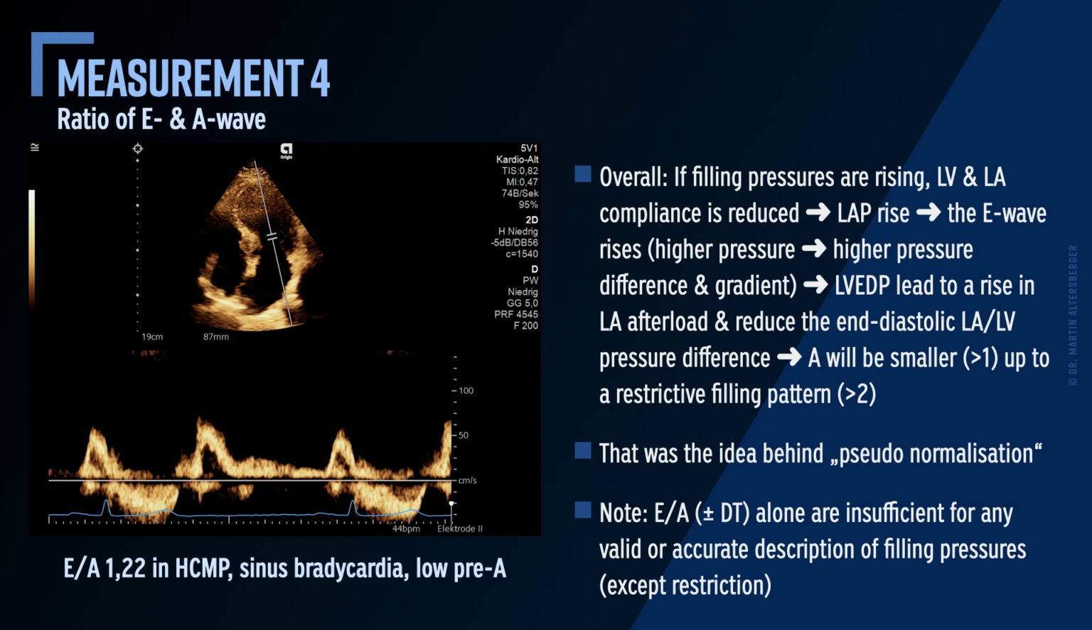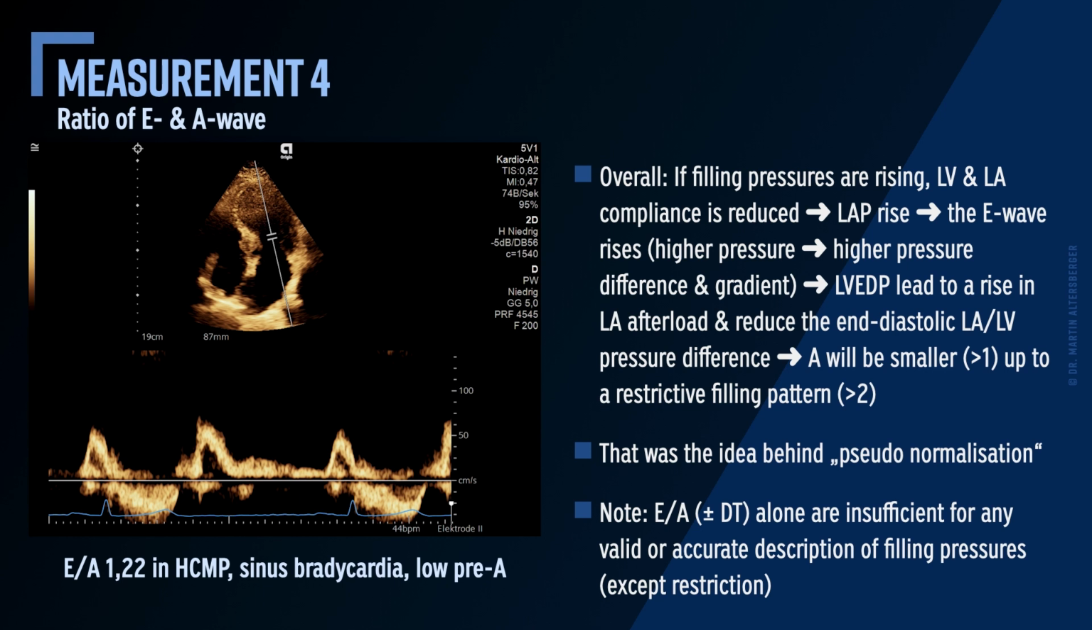So if filling pressures are rising, left ventricular and left atrial compliance is reduced, the left atrial pressures rise, the E wave also rises. It's higher because of the higher pressures and the higher pressure difference and gradient. So left ventricular end-diastolic pressures lead to a rise in left atrial afterload and a reduction of the end-diastolic left atrial to left ventricular pressure difference. So the A wave will be smaller, up to this restrictive filling where the E is very large and the A is very small. And that explanation before, that was the idea behind this pattern of pseudonormalization.